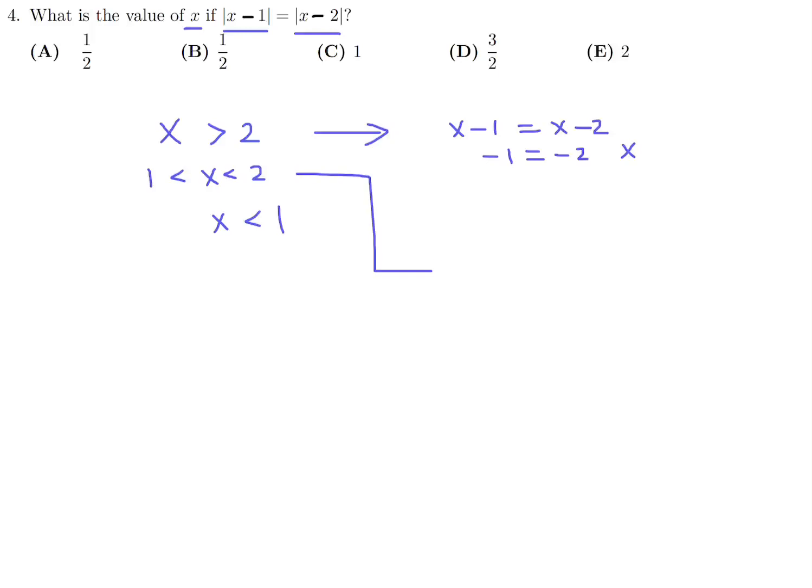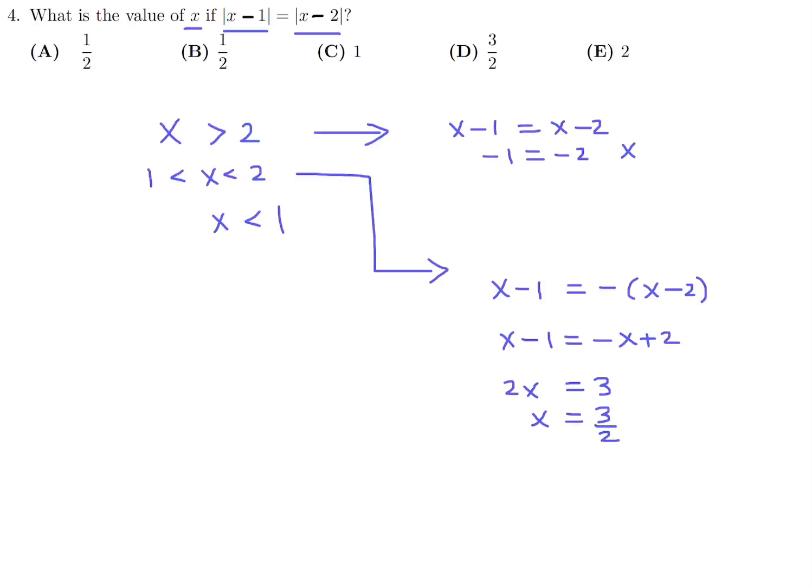All right, let's turn our attention to when x is between 1 and 2. The first one would give me x minus 1, and the second expression will give me minus x plus 2, like that. So x minus 1 is equal to minus x plus 2, and bring the x over, you get 2x is equal to 3, and therefore x is equal to 3 over 2.